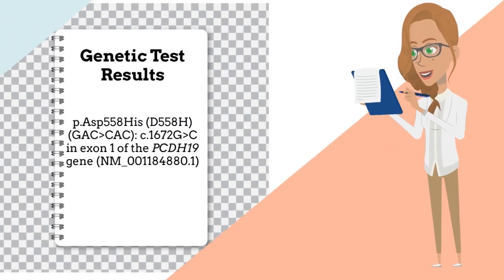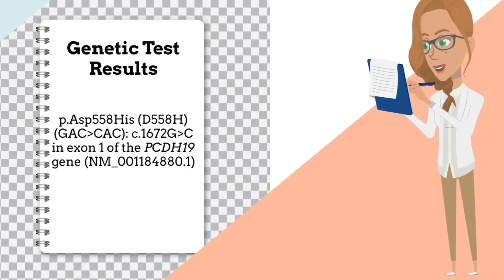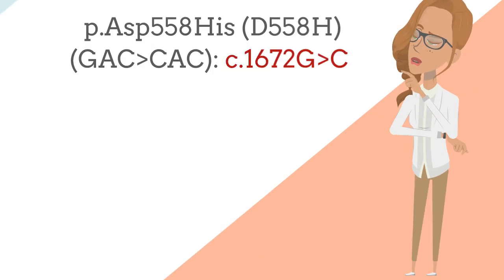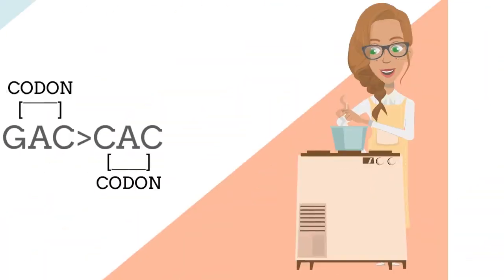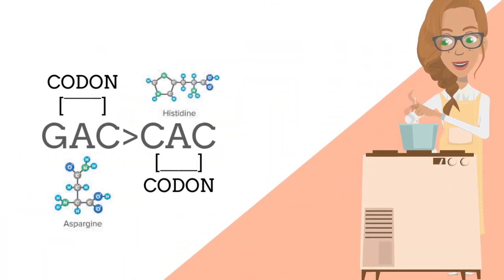You may have been given a genetic test result that looks something like the following example. This is a missense variant whereby the DNA code has changed from a G to a C at position 1672 of the PCDH19 gene, resulting in an amino acid change from asparagine to histidine at position or codon 558 of the PCDH19 protein. A codon is a 3-letter sequence of DNA code that corresponds to a specific amino acid.